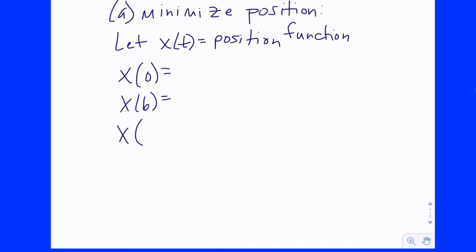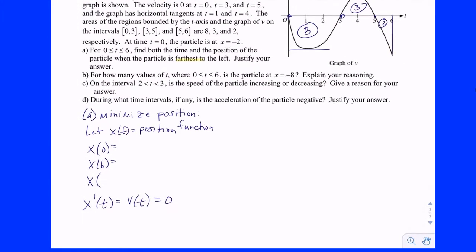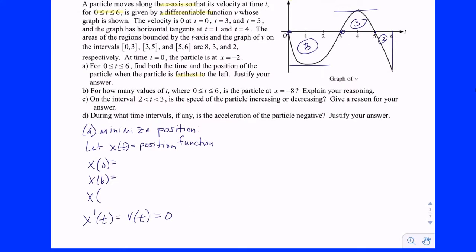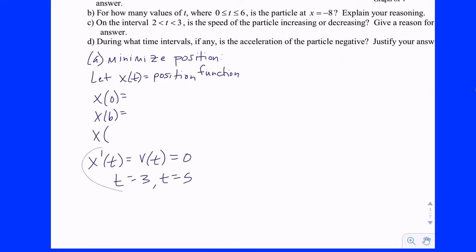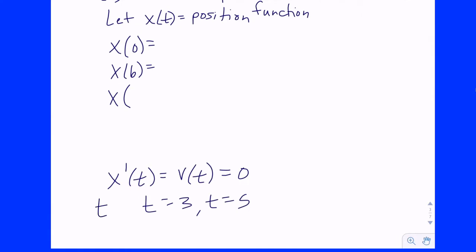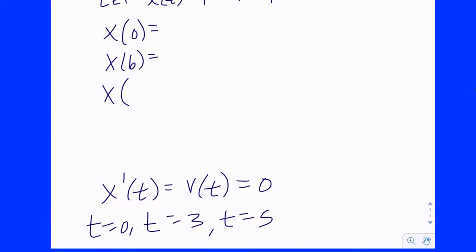So let's go ahead and find that. The critical values of the position function are going to be where its derivative, which is what? What's the derivative of position? The velocity equals 0 or is undefined. Well, that's the graph. The graph is equal to 0 at three places. At 0, which is already an endpoint, so it's in the candidate list already. And at 3 and at 5. So I'm going to say that t equals 3 and 5. If you want to be thorough, you could say t equals 0.